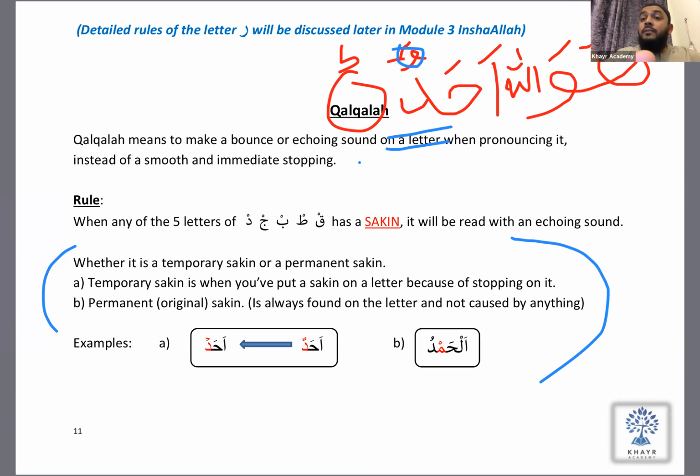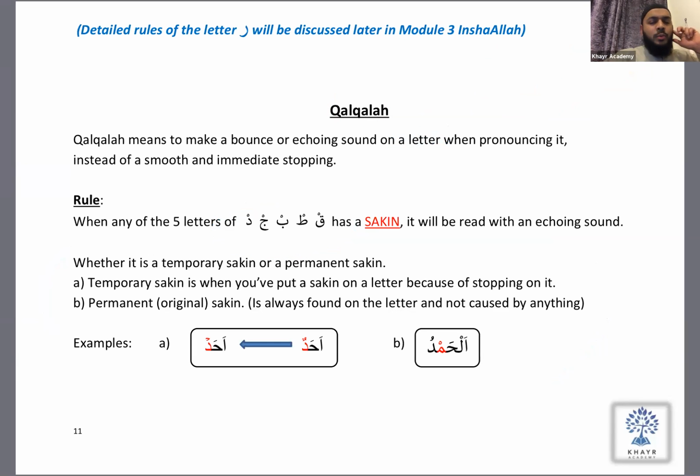So for these 5 letters, whether they have a permanent sakin or a temporary sakin, you would always make them bounce. You will always have a bouncing or echoing sound at the end. Is it clear what a temporary and permanent sakin is? When we go to Quran, in a few minutes after I explain this, I'll explain it to you.